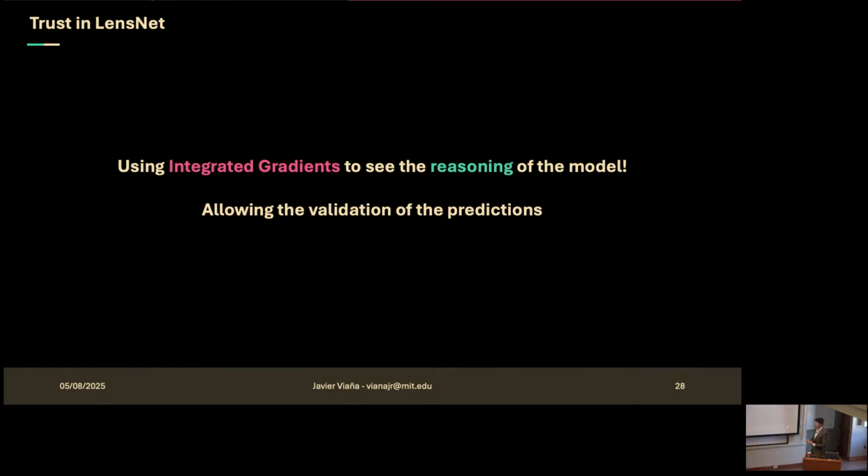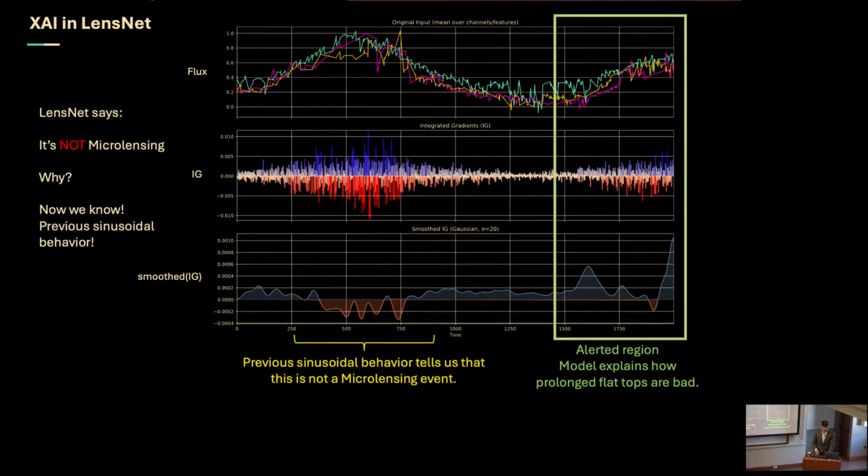But now, can we use explainable AI to trust these predictions, right? And that is what I wanted to get to. Now, can we use integrated gradients to understand the reasoning of the model? We can, for sure. And this is exactly what I'll be telling you about. So on the top panel, you have the flux, right? The 3 telescopes that we're looking at. The rising event is on the very end, right? That's the alerted region, but we have information about the entire series.